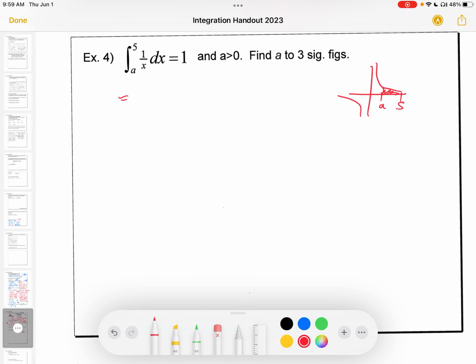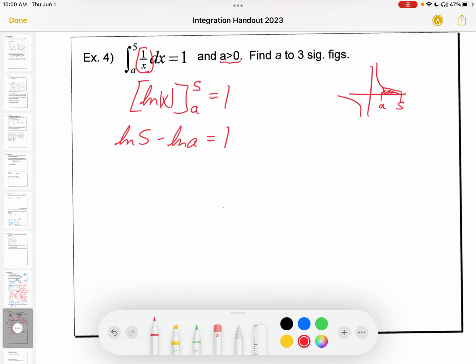We've got the indefinite integral. Careful here. The definite integral, when we're doing this, involves finding the antiderivative. Okay. So that would be ln absolute value of x. The absolute value doesn't really matter, because we're going to have positive numbers. We're saying that this integral is equal to 1. In other words, ln 5 minus ln a equals 1.